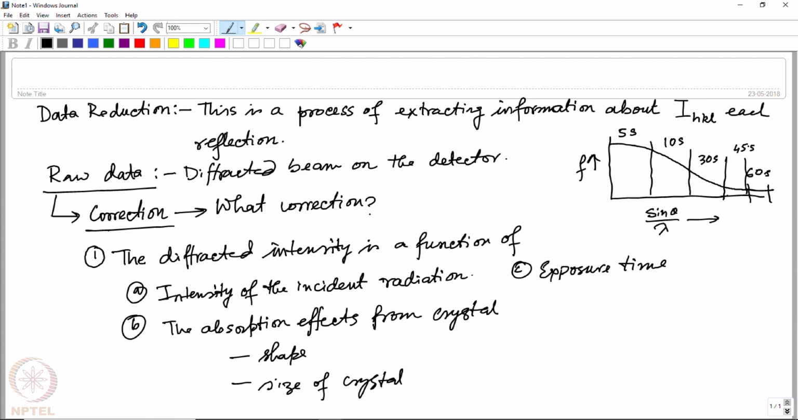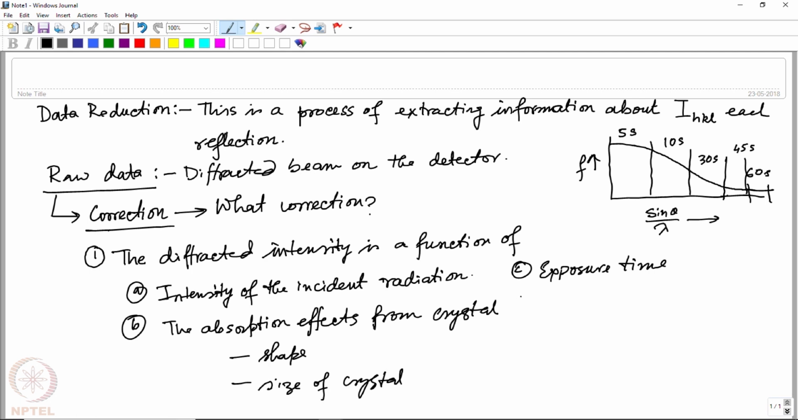As a result, the diffracted beam intensity is also changing, but the diffracted beam intensity is related to the scattering factor f. So the same atom that is scattering very significantly at low angle will scatter less at high angle, but while recording the high angle reflections, we are increasing the exposure time to about 5 to 6 times, maybe sometimes even 10 times. So the intensity becomes larger, and we need a correction for such change in exposure time as well.